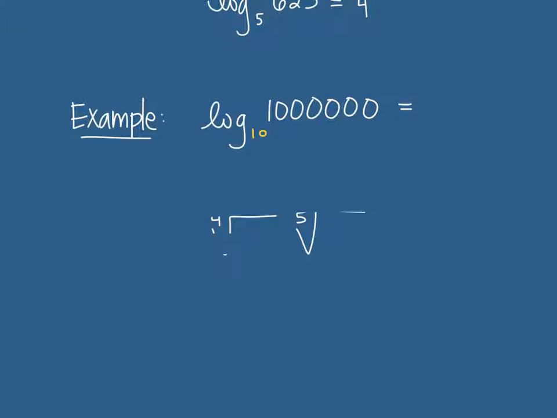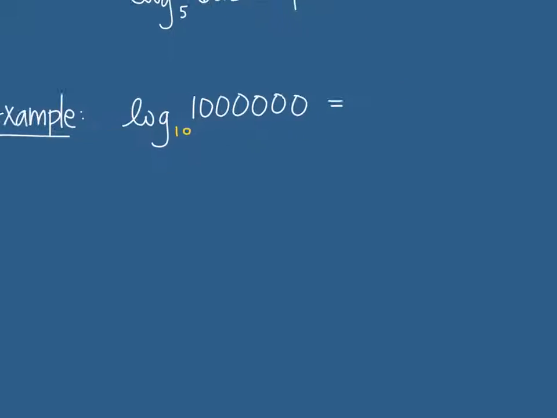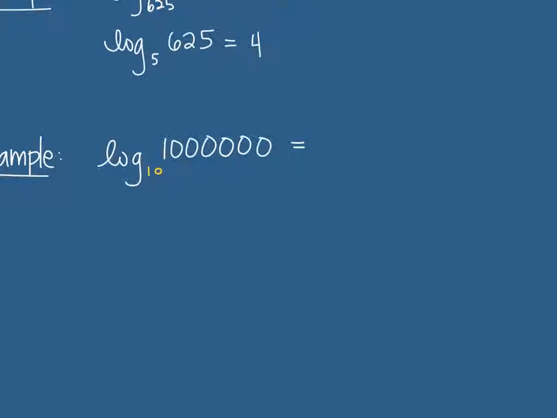All right, so let's find out the answer to this. Assuming that it's a 10, and you count up how many zeros, what's the answer to this? Count up your zeros. 6.